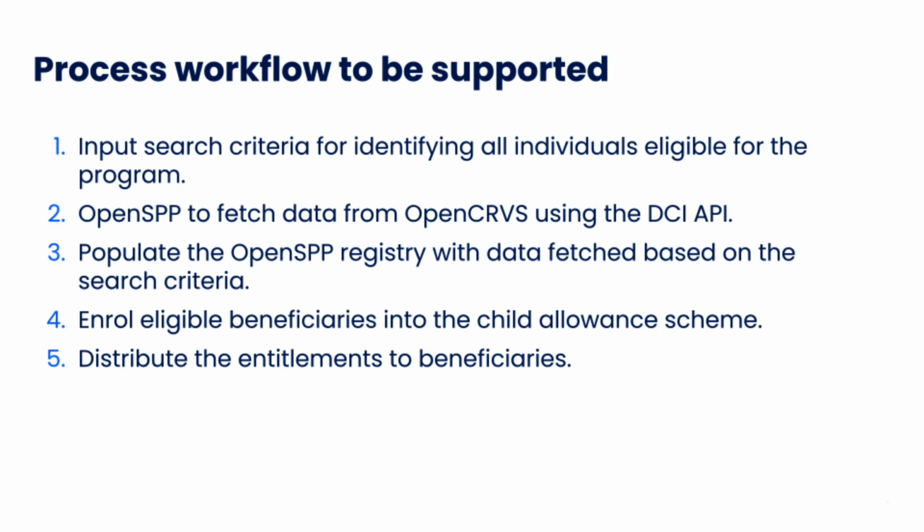Input search criteria for identifying all individuals eligible for the program, OpenSPP to fetch data from OpenCRVS using the DCI API, populate the OpenSPP registry with the data fetched based on the search criteria, enroll eligible beneficiaries into the child allowance scheme, and finally, distribute the entitlements to beneficiaries.